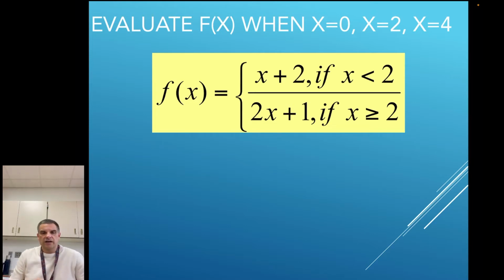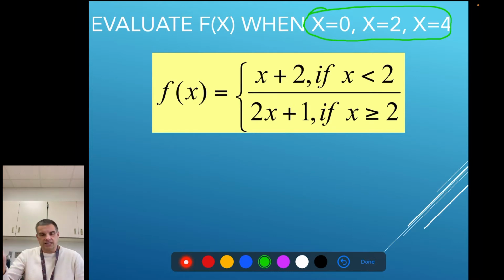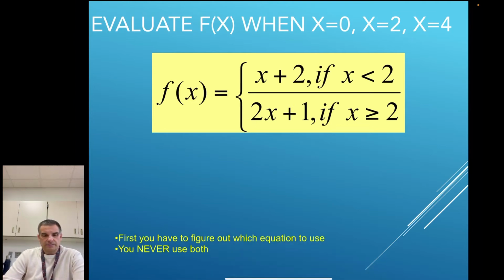So we're going to evaluate this piecewise function at x is equal to 0, x is equal to 2, and x is equal to 4. Now the function changed from the last slide. Our function is f of x is equal to x plus 2 if x is less than 2, and 2x plus 1 if x is greater than or equal to 2. So our function is changing depending on what our value is for x.